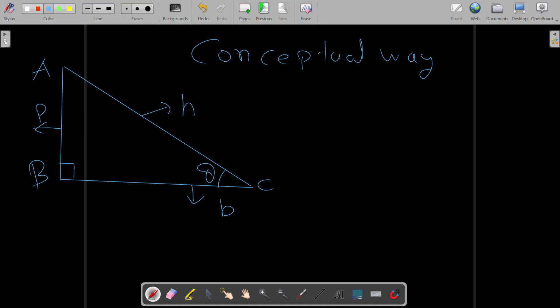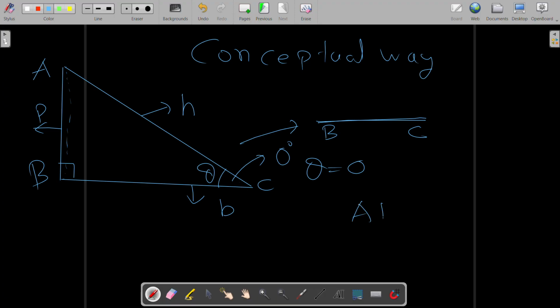Now, if this angle theta becomes 0 degree, then what will happen? The hypotenuse will converge with the line BC. So the triangle will look something like this if theta equals 0 degree. The angle theta becomes 0 degree, so the length of AC becomes equal to BC.